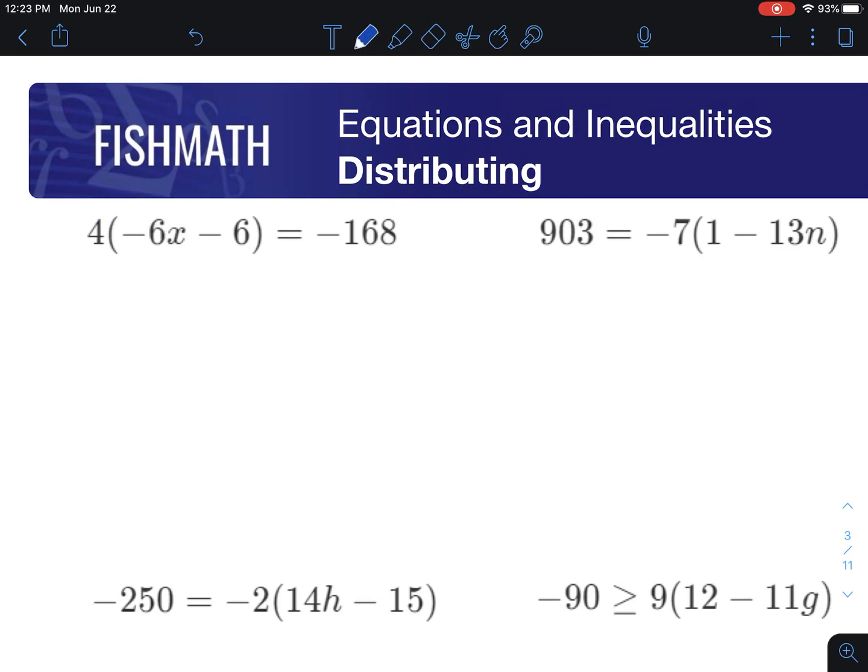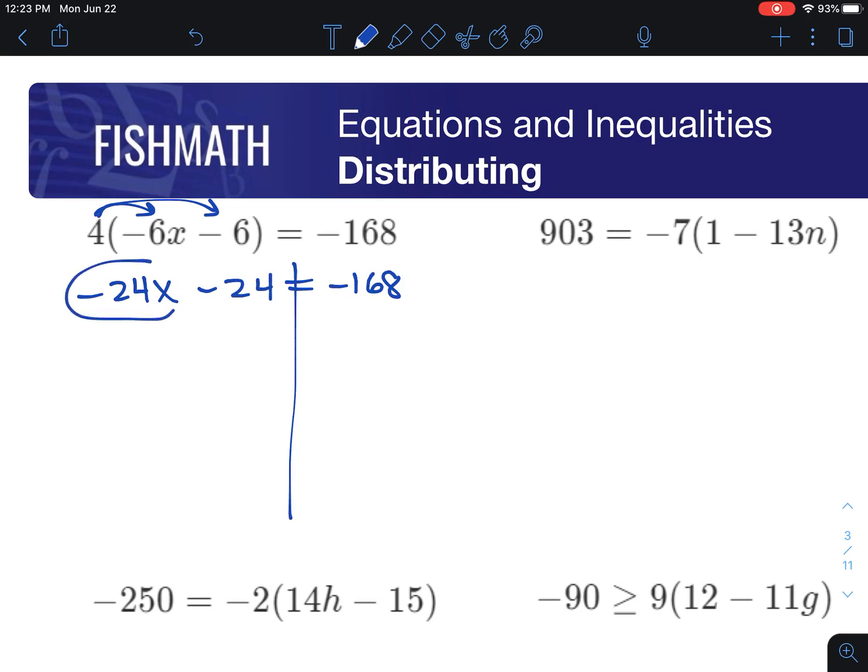So the first thing, 4 to the first part, which is 4 times the negative 6x, would make it negative 24x. 4 to the next part times a negative 6 would be a negative 24. And that equals negative 168. And now we've made a distributing problem into a two-step equation. Circle the variable, can't touch that, get rid of the constant. Plus 24 to both sides.